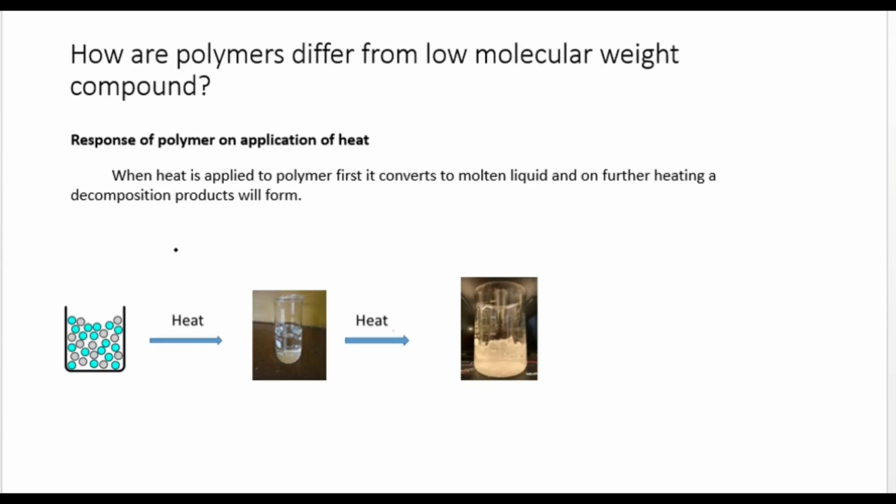While in the case of polymer, when we apply heat on it, first it turns into a molten liquid, and on further heating, it results in the formation of a decomposition product. For example, when we burn wood, it turns into a black substance called carbon. That is a decomposition product formed from it. This is a basic response of polymers on the application of heat.